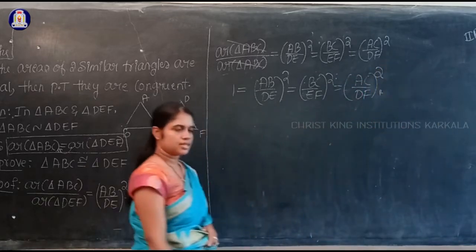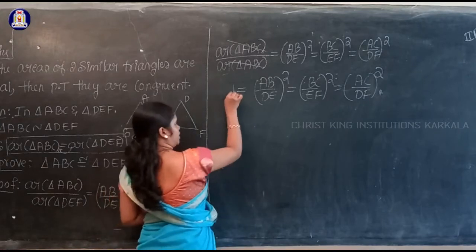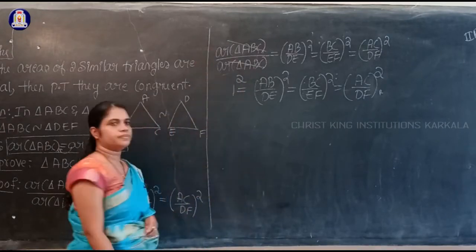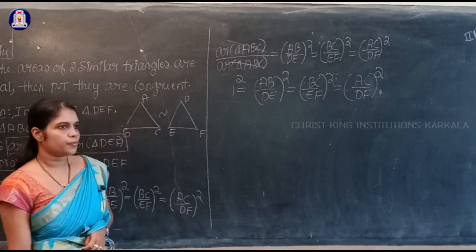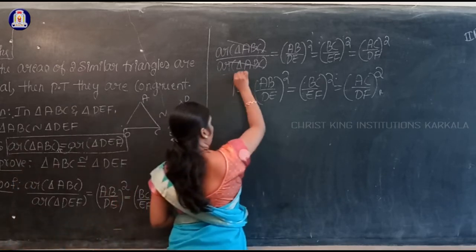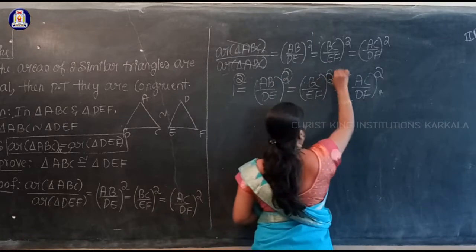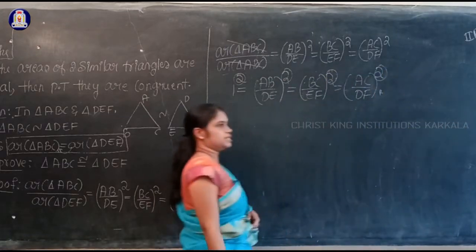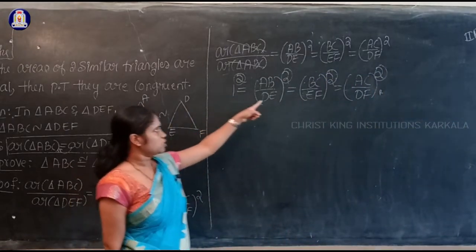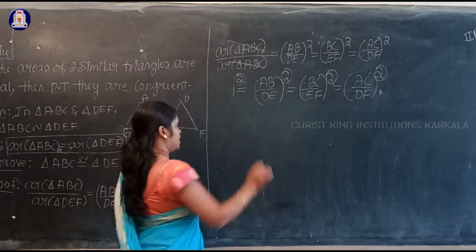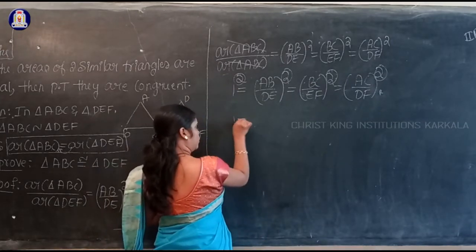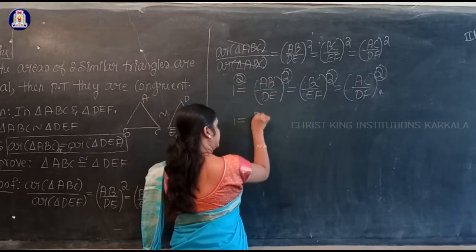Yes. Now, can I write 1 as 1 square? 1 is nothing but 1 square. So now all the squares are equal here, all the numbers' squares are equal. So therefore can I say 1 equals AB by DE?